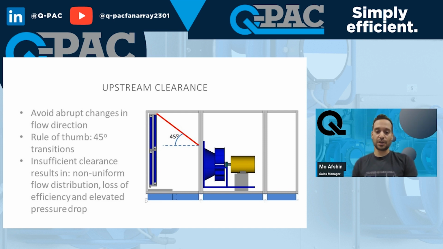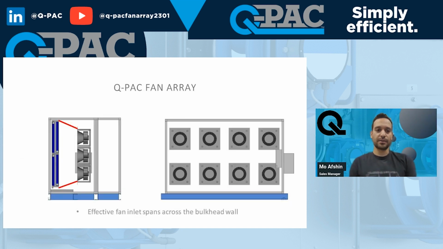So there's going to be some design issues later on in the field. Now, if you see that I have a picture of a single fan there, when I'm designing it with a single fan with a smaller inlet, I'm going to have to keep a larger distance between that component and the fan. Now, if we change that one to a Q-PAC fan array, we have a lot more flexibility.